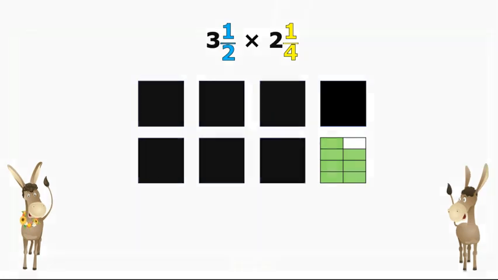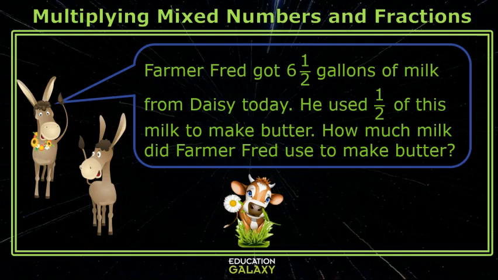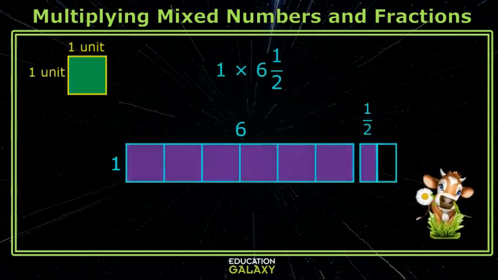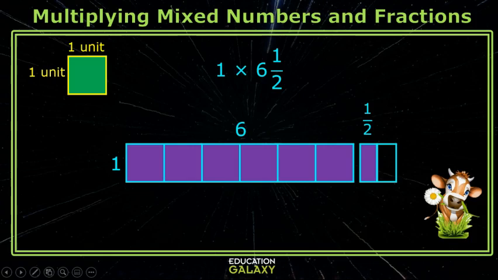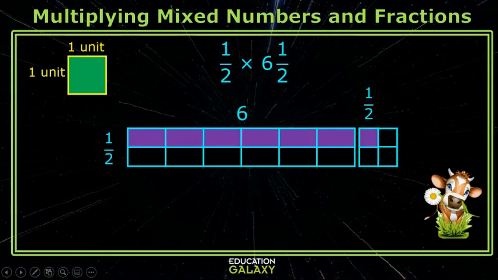Okay, Melvin, you get to try one now. Farmer Fred got 6.5 gallons of milk from Daisy today. He used half of this milk to make butter. How much milk did Farmer Fred use to make butter? I'll get you started. Here's a model to use for 1 times 6.5. Well, then for half, I just cut it in half. That's right. Remember to simplify.